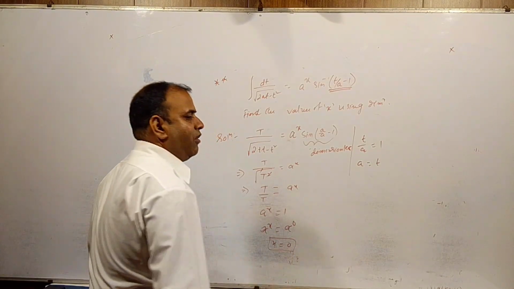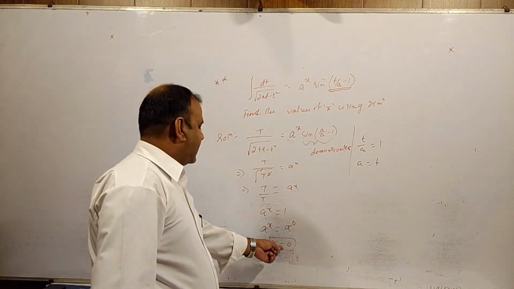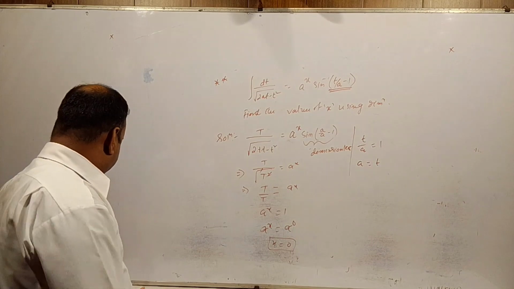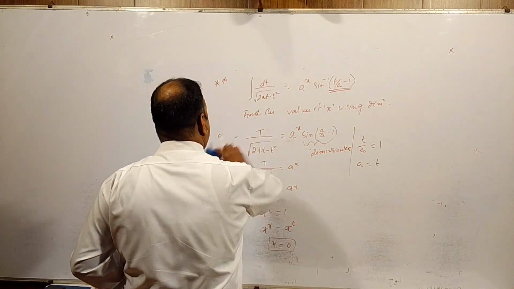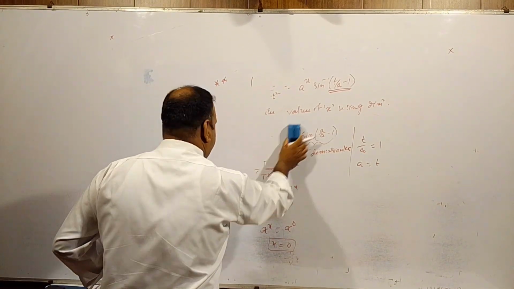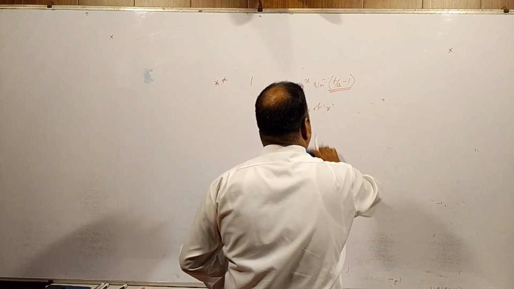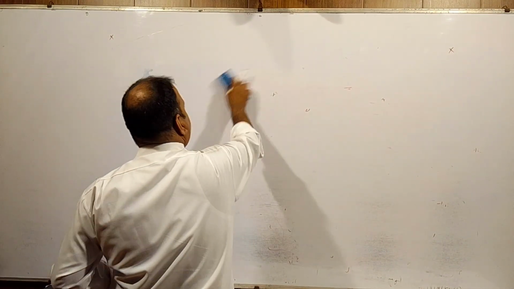So using dimension we can easily calculate the value of x. This is a kind of process, and in this way we can easily calculate it. Now one more numerical I am going to discuss. It is also a related equation from dimension. Now see.